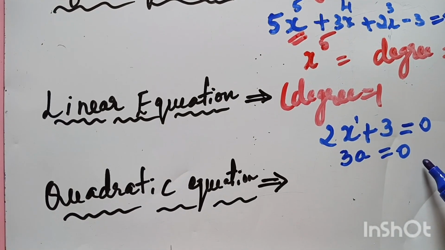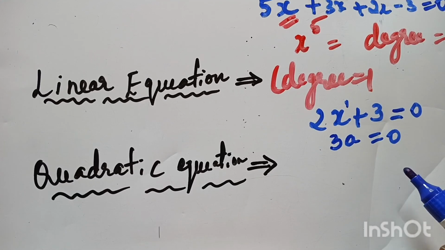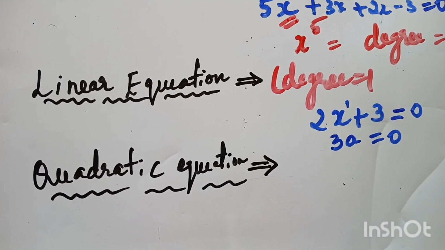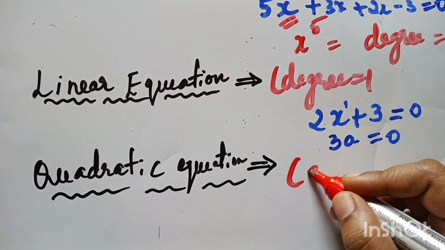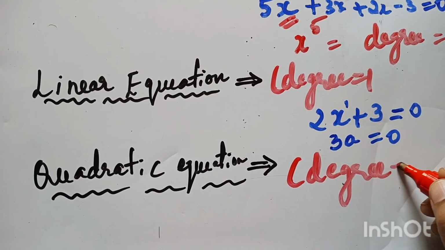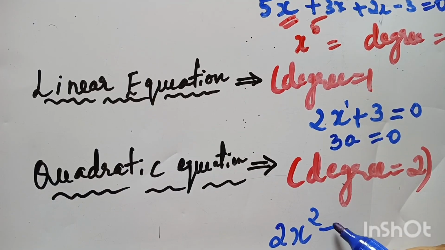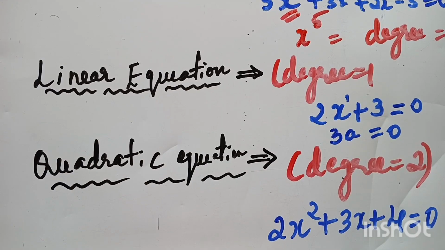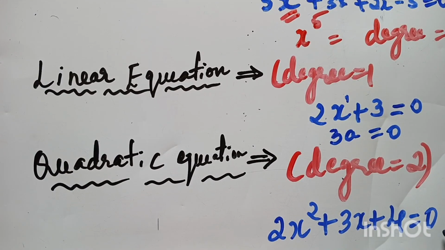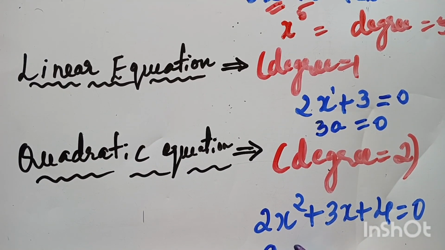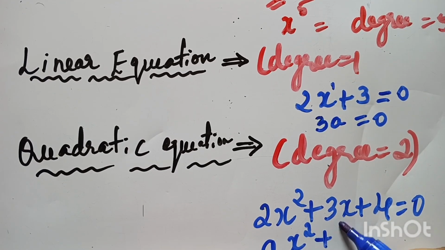Then our next point is the quadratic equation. Quadratic equation means the degree is 2. Degree equal to 2 means if the highest power is 2, then it is a quadratic. For example, 2x square plus 3x plus 4 equals 0. It is example 1. It is in general form. The general form of a quadratic equation is ax square plus bx plus c equals 0.